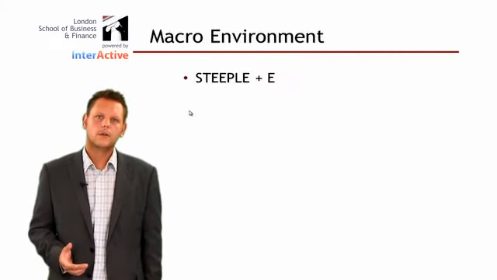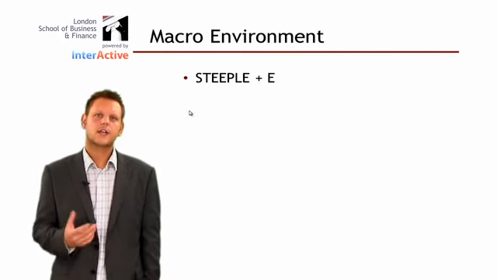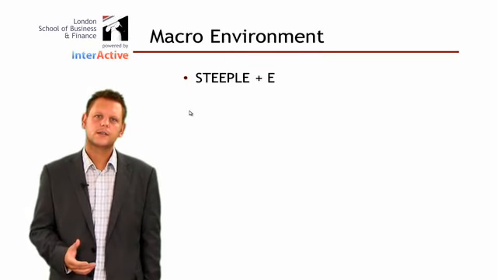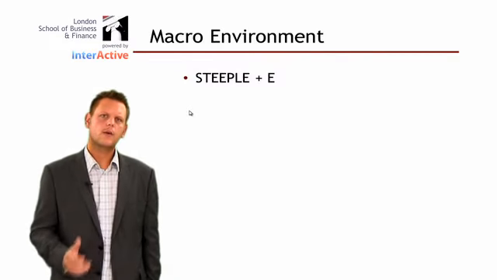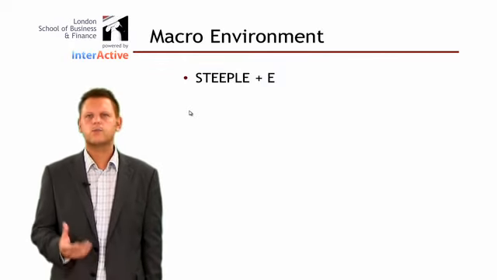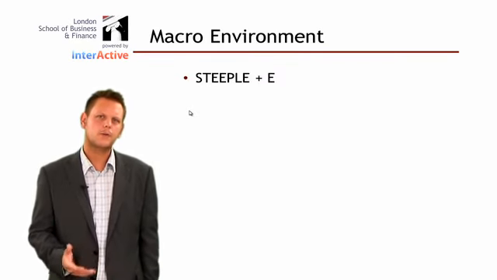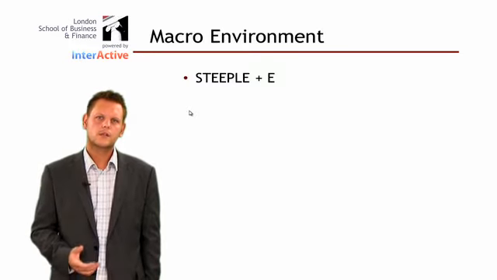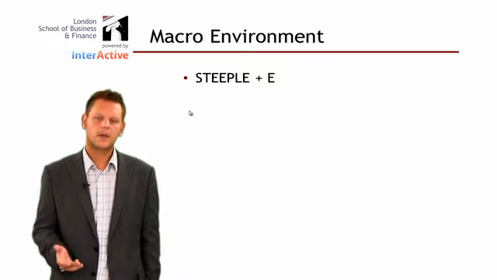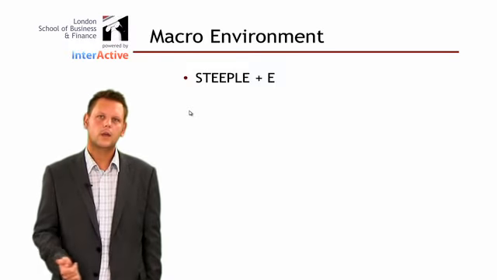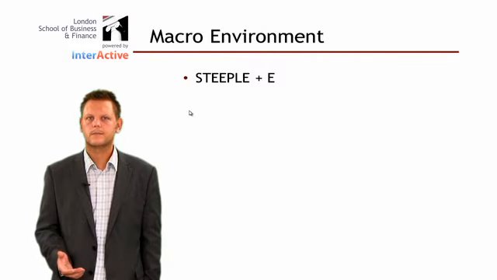The macro environment. What is the macro environment? It's all the factors that change on a day-to-day basis, but we have no control over. And you see here we have STEEPLE plus E, and that is one tool that we use to assess that macro environment. So what does STEEPLE plus E stand for? Social, technological, environmental, economic, political, legal, education and employment. And then that finally is ethics.